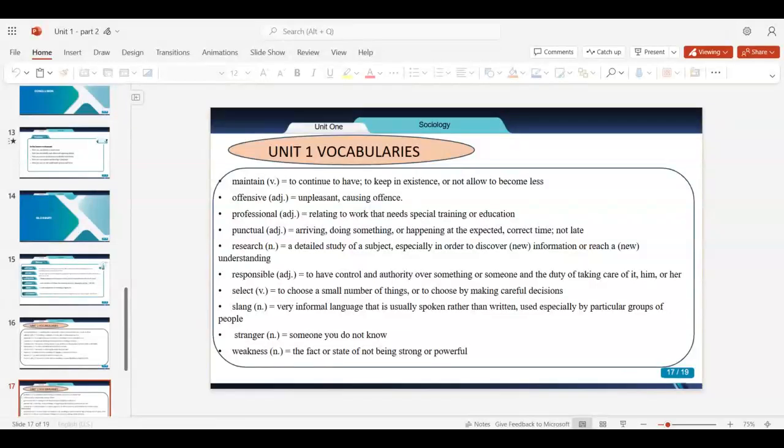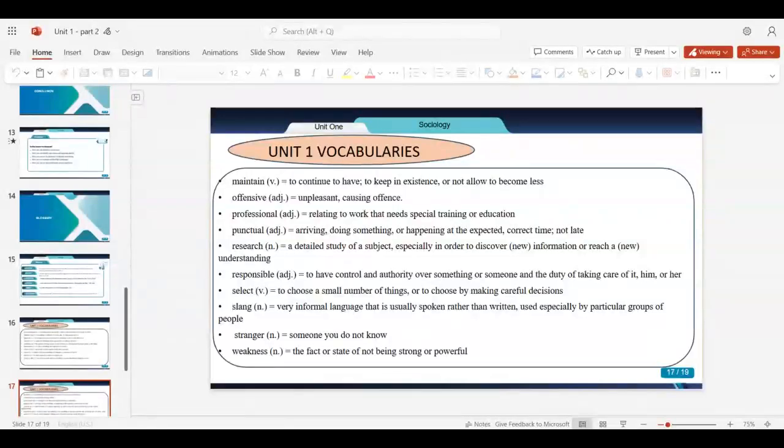Now we have slang. It's a noun. Very informal language that is usually spoken rather than written. Slang is used especially by a particular group of people. It's used by a specific group of people. So it's not formal language, it's a kind of informal language, slang.